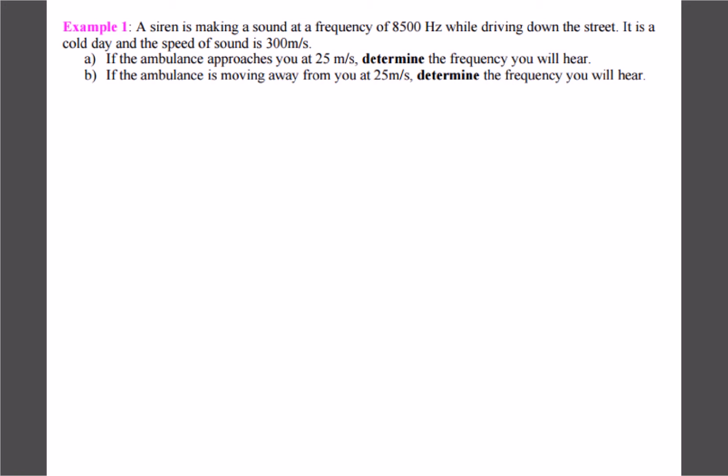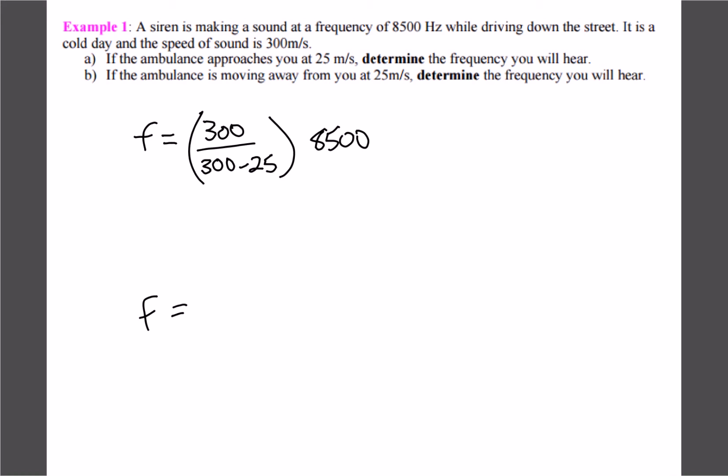So let's go through a couple examples. It says a siren of 8,500 hertz. It's got a speed of 300, and it says the ambulance is approaching you at 25. So for our formula, we would use our velocity, which is 300, divided by 300, and we either add or subtract the 25. If it's coming towards you, our distance is getting smaller, so we want to use minus. We multiply that by 8,500. And then for part B, we basically do the exact same thing, because it's now moving away from us, so we use the plus.